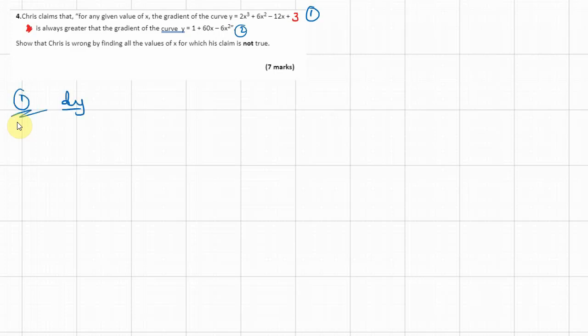Let's find the gradient function, and we know that's by differentiating. So the gradient function of this would be 6x squared plus 12x minus 12. And let's do number 2. The 1 would disappear, so we'd get 6x subtract 12x.